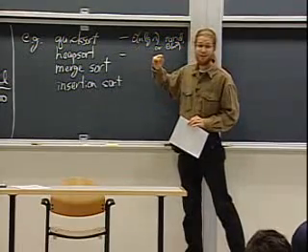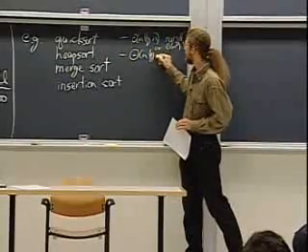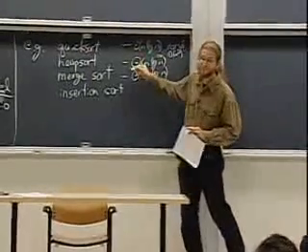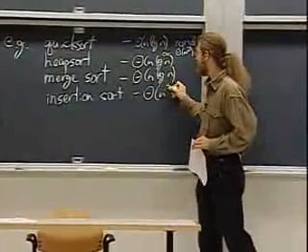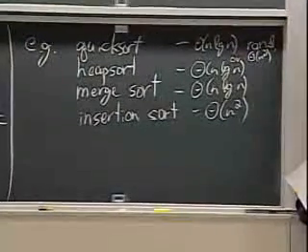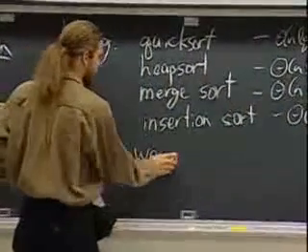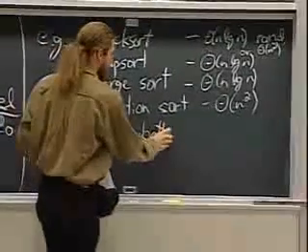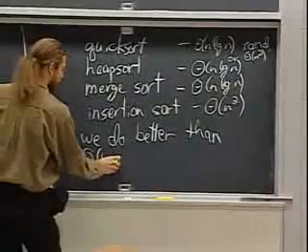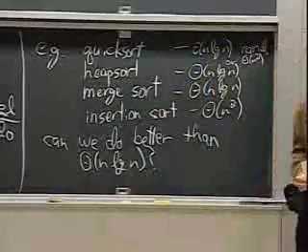Heap sort, what's the running time there? N log n, always. Merge sort, I hope you can remember that as well. And insertion sort, n squared. OK, all of these algorithms run no faster than n log n. So we might ask, can we do better than n log n? And that's a question, in some sense, we'll answer both yes and no to today.